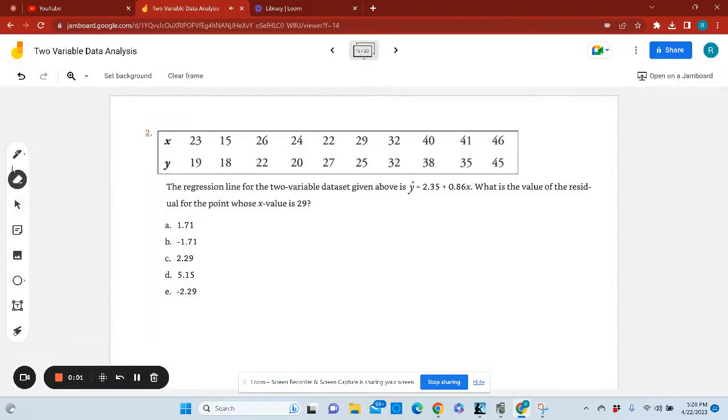All right, folks. So we are going to go through some practice problems real quick here, just so you guys are aware. These practice problems are from the end of the section on two variable data analysis.